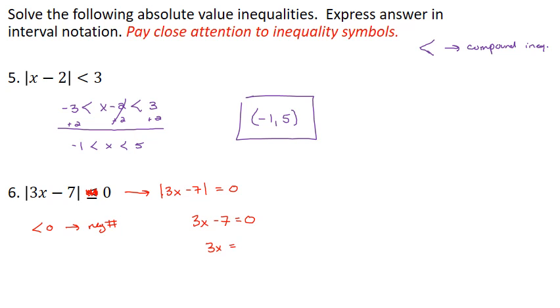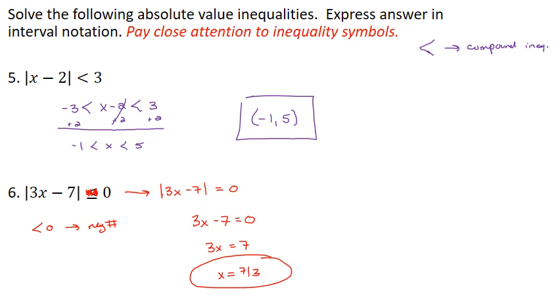Add 7 to both sides, and you get 3x equals 7. Divide both sides by 3, and instead of having an interval notation, you have a singular number notation. So your final answer is x equals 7/3.